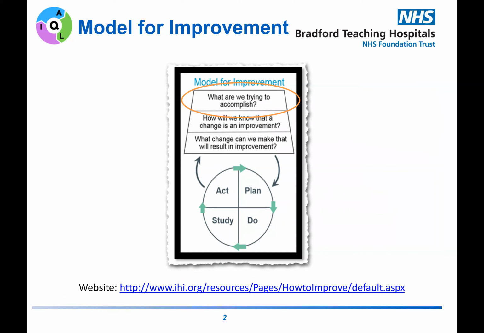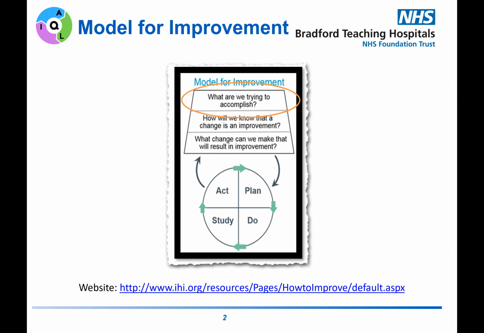processes and outcomes. The model consists of two parts: 3 questions which help us define what we want to achieve, what ideas we think might make a difference, and measures to help us understand if change is an improvement. And the second part, the PDSA, the Plan, Do, Study, Act cycle to test change ideas. The cyclical approach helps changes to be refined and improved through repeated cycles of testing and learning.